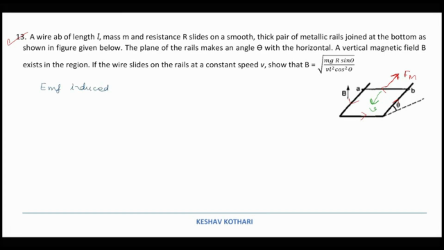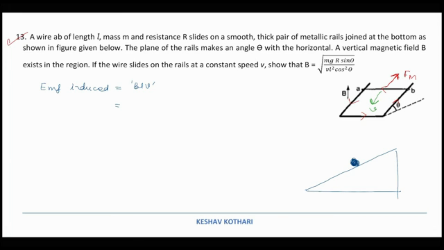So EMF induced can be written as BLV. Now when we write BLV, it is important that B, L and V are perpendicular to each other. So for this particular aspect, when the motion is in this way, we are understanding this from the side view. So if I draw the side view of this arrangement, this is the current carrying wire which I am representing by only one end of it.